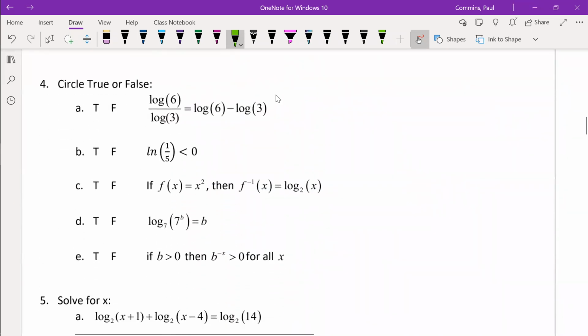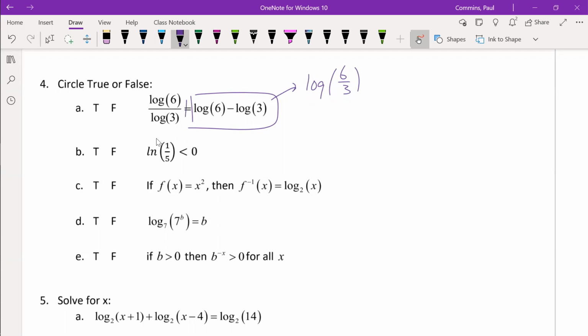True or false? Log 6 over log 3: this thing right here is actually the same thing as the log of 6 over 3. So if I divide and then take the log, that's the same as log 6 minus log 3. This one here is not the same thing. This one is divide, then take the log. This one is take the log and then divide. Order of operations is different. They're not the same. This one's false.